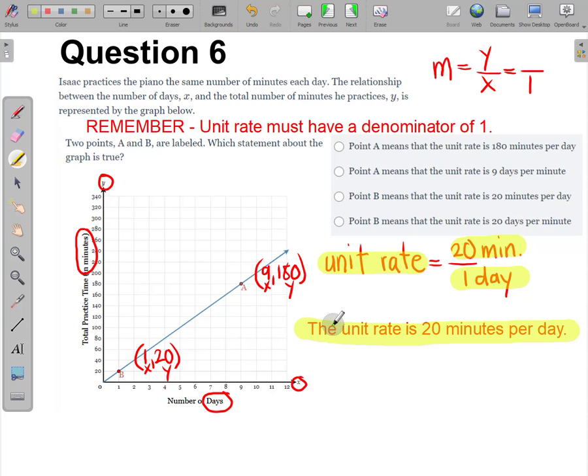So let's go ahead and look at it. We're going to look for the unit rate is 20 minutes per day. No, that's 180 minutes per day. 9 days per minute, so they're trying to mess with you using these. Point B is the unit rate is 20 minutes per day. And notice that this one's really close, but it switches it. It says it's 20 days per minute, which is kind of ridiculous. So we're going to have choice number 3. That matches what we wrote down here.